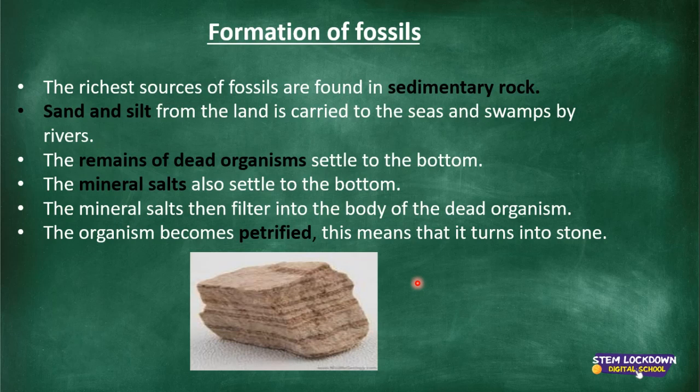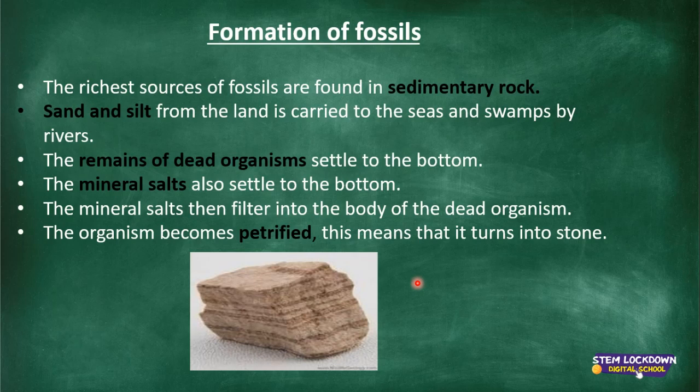So fossils are carried to the seas by sand and silt when there are floods of water. Then they carry the dead bodies of organisms there. The remains of these dead organisms settle to the bottom of the rivers or the seas. Then mineral salts also settle to the bottom, and they filter into the body of the dead organism, which then turns into a stone that scientists will later find and tell us that such and such species was found, or the Taung child was found in South Africa, or a whale fossil was found there. It's because it has turned into a stone.